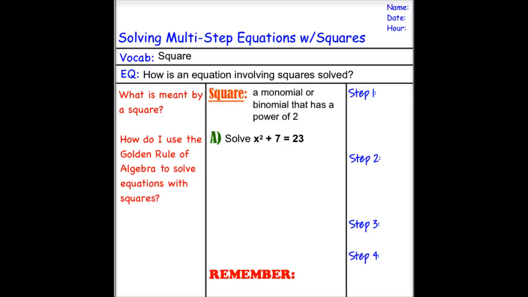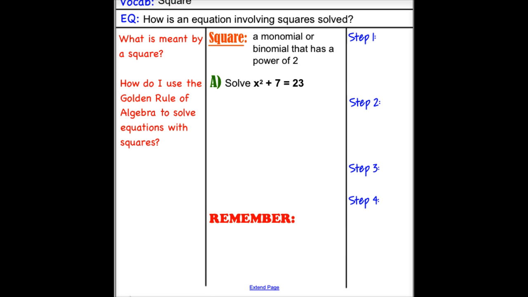Our last lesson for solving equations prior to our quiz is today's lesson on solving multi-step equations with squares. Prior to learning how to solve them, we need to know that a square is a monomial or binomial that has a power of 2. We've talked about squaring things, and now we're going to put that knowledge to work. Our first example is solving x squared plus 7 equals 23.